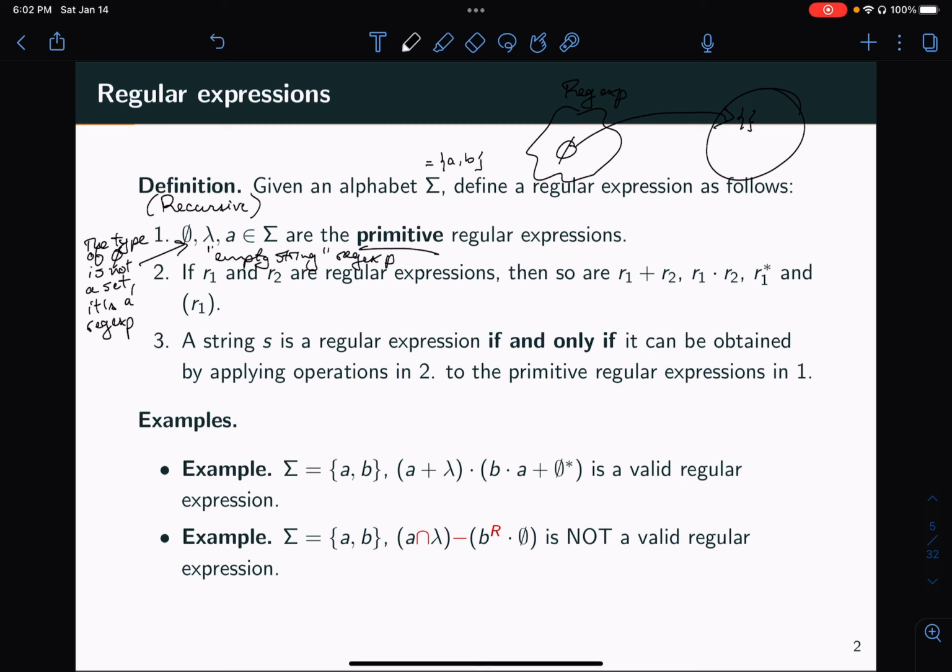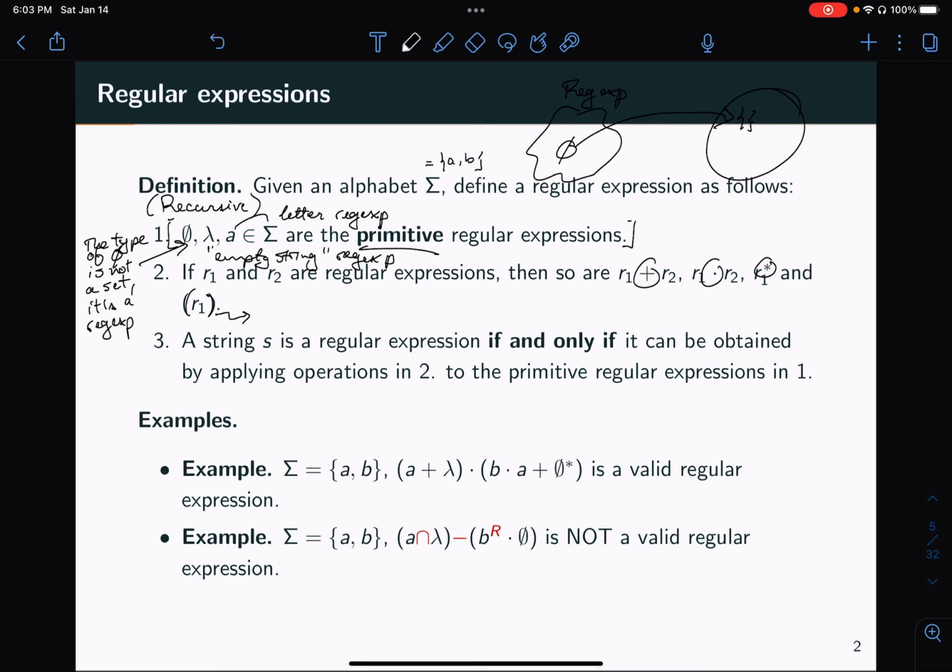And then we have the letter regular expressions. Okay. And now, based on these primitive regular expressions, we can build up more complex regular expressions. The operations used to build them are the plus operator, the dot operator, the star operator, and also parentheses. These aren't necessarily required, they just help with notation.